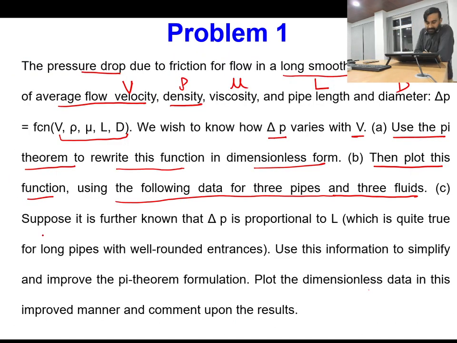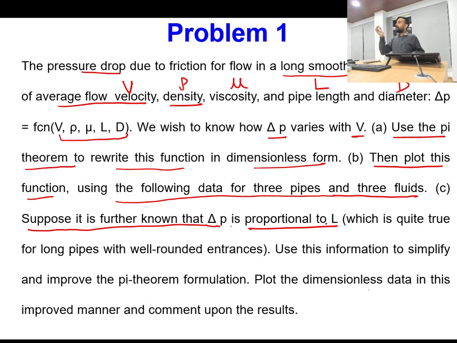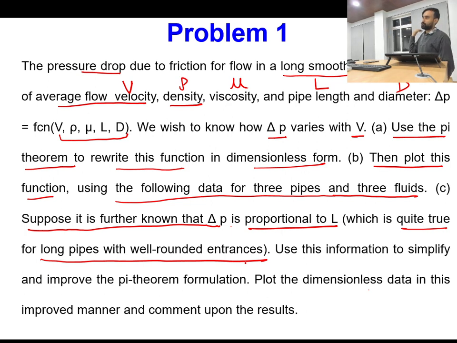In part 3 it is given that suppose it is further known that delta P is proportional to L. So till now from dimensional analysis we have come to know that pi 1 is a function of pi 2 comma pi 3, where pi 3 is my L by D. But now it is given in the question that delta P is proportional to L, which is quite true for long pipes with well-rounded entrance. If you have a long pipe with proper rounded entrance, then typically pressure drop is proportional to the length of the pipe.